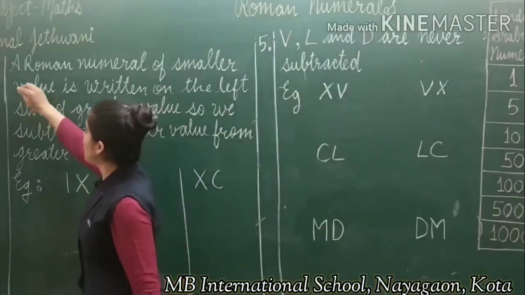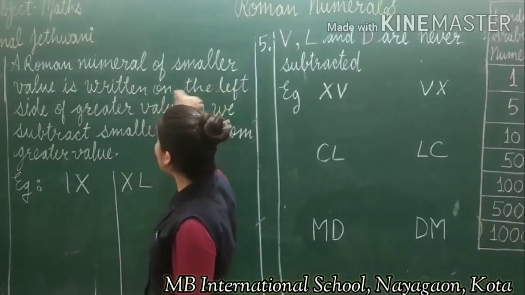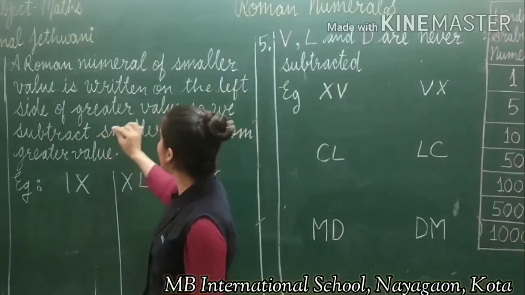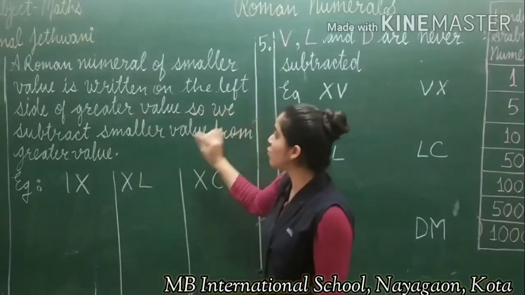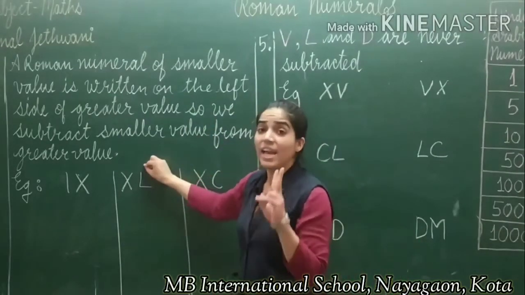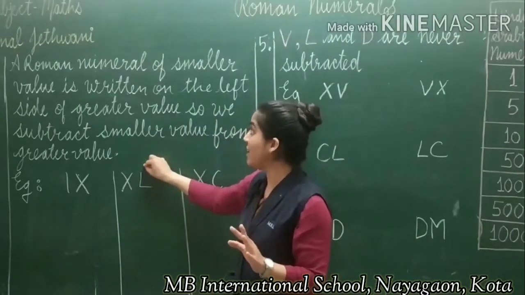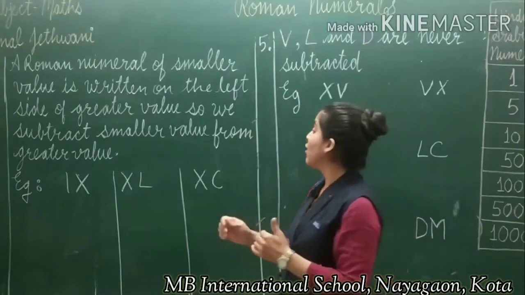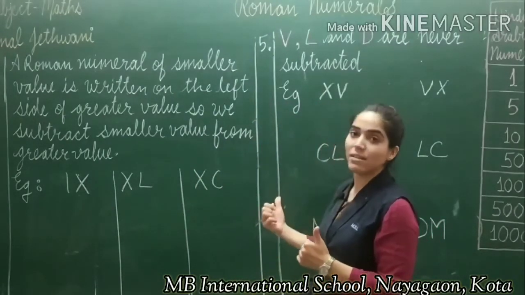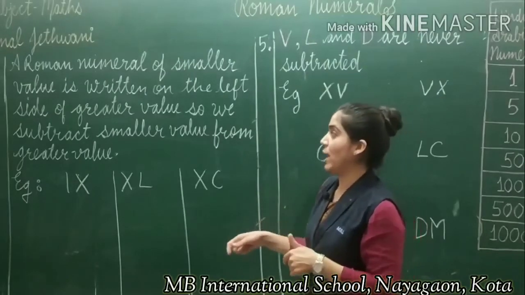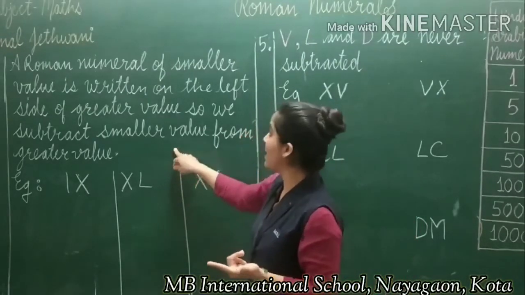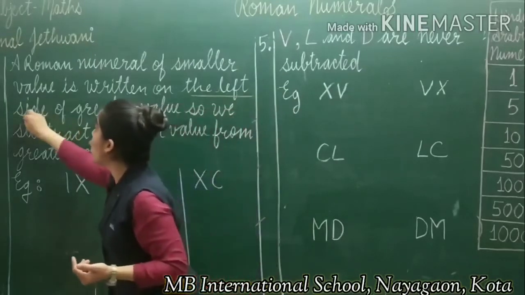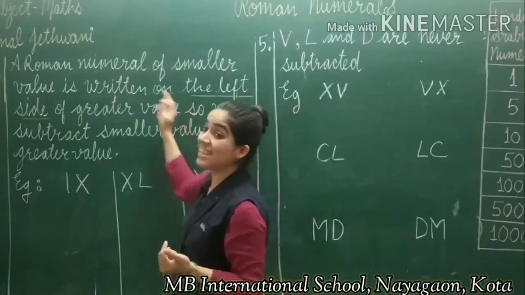The fourth rule of Roman numerals is: a Roman numeral of smaller value written on the left side of greater value, so we subtract the smaller value from the greater value. In the third rule we just learned that कि जब smaller value यानी कि Roman numeral का छोटा नंबर right side पे होता है तो we add the smaller value to the greater value. But here the rule is different. Here it is talking about the left side, when the smaller value is written at the left side.